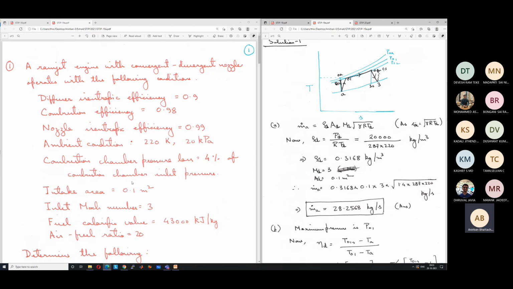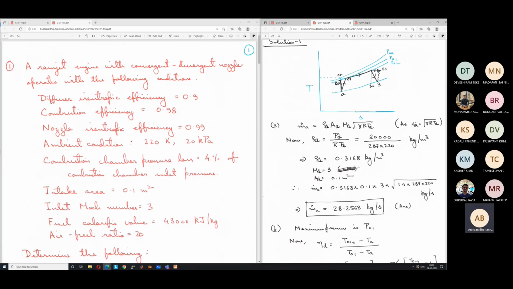This problem states that there is a ramjet engine with a convergent divergent nozzle which is operating with the following parameters. Certain parameter values are given, and the ramjet operates with these parameters. By stating that it is using a convergent divergent nozzle, it means that the exhaust pressure will be equal to the ambient pressure. So the expansion in the nozzle can be done up to the ambient pressure because we are using a convergent divergent nozzle.